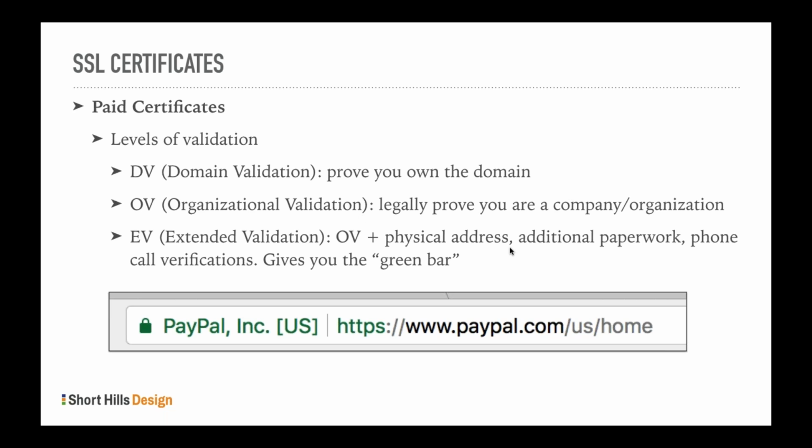Organizational means I have to actually prove that I have a certificate of incorporation for Short Hills. It's a real company. Extended is physical address, phone calls, and it's one of the things that gives you the green bar. Now, some of the free certificates give you a green bar also. The issue here is that consumers don't really know the difference between these three levels of validation. So I don't see an advantage to buying organizational validation over domain validation. It's not like the consumer can tell.